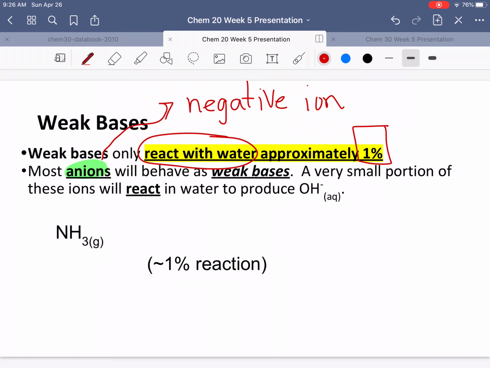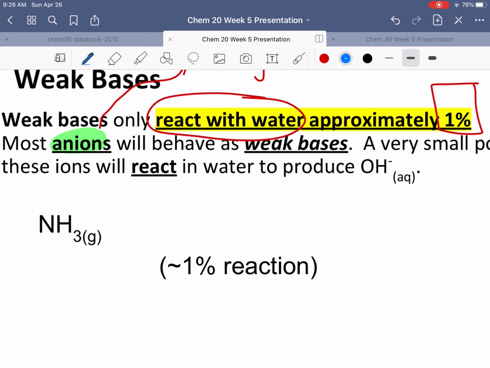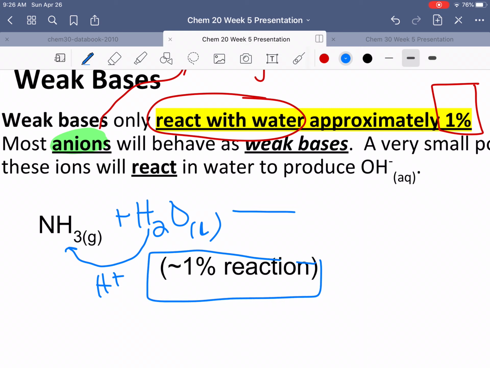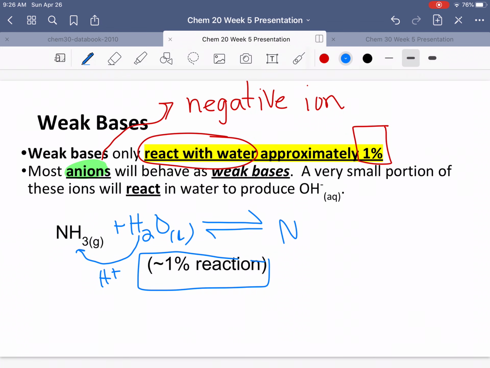Now, the example I've got for you here is not an anion. It's our weirdo, ammonia. And that's why I keep bringing it up, because it is strange. It's just not one you'd expect. So ammonia reacts with water. The proton transfers from the water to the ammonia. And think about the arrows. This is a less than 1% reaction. It's weak. So we cannot have a one-way arrow. Must be two-way. We end up with ammonium, which has an extra hydrogen, and now it's positive, aqueous.